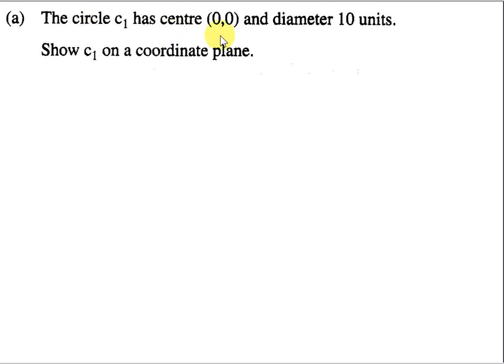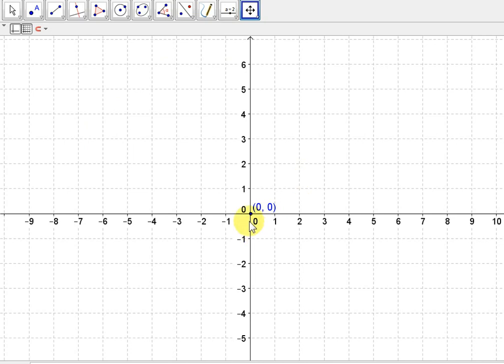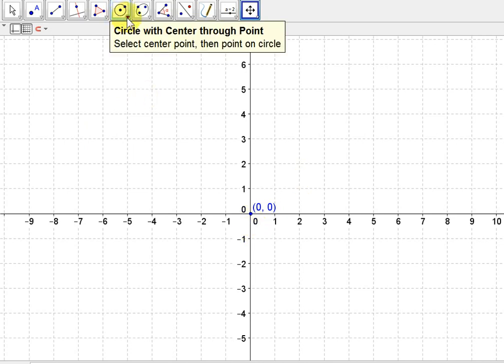The circle C1 has center 0, 0 and diameter 10 units. Show C1 on a coordinate plane. So, if the diameter is 10, it means the radius is half of 10, which is 5. So we want a circle centered at the origin with a radius of 5.